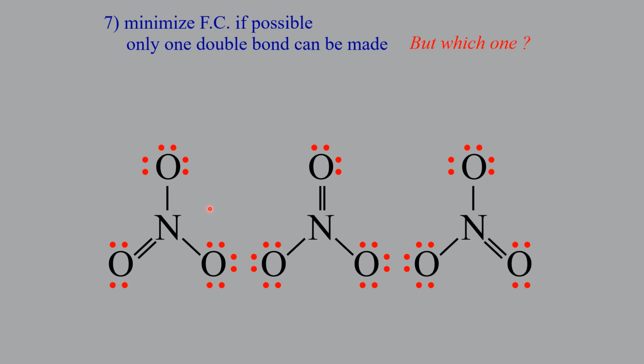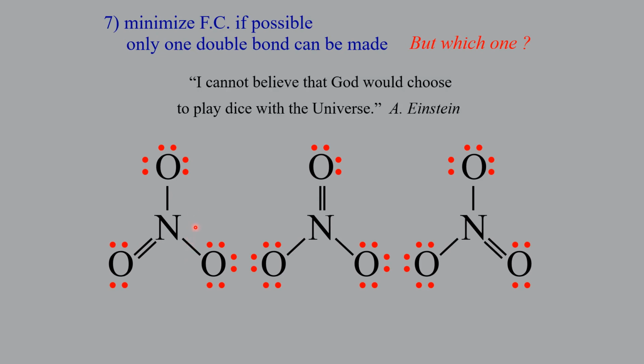Now you'll note that these are all the same structure, they're just rotated by 120 degrees. Each of them contains 1 nitrogen-oxygen double bond and 2 nitrogen-oxygen single bonds. And there's a problem with this, that you can't randomly pick one bond to be different than the other. And we know this is a problem because in real life, nitrate does not look like this.